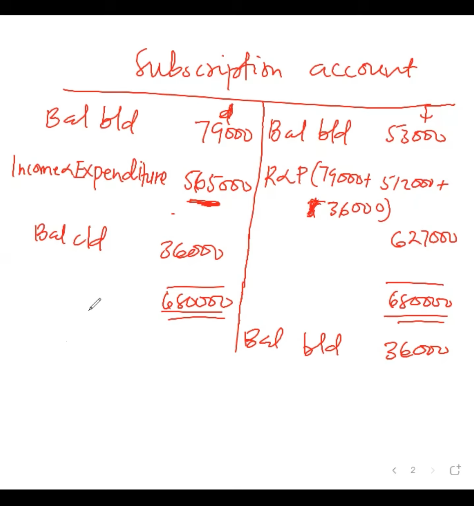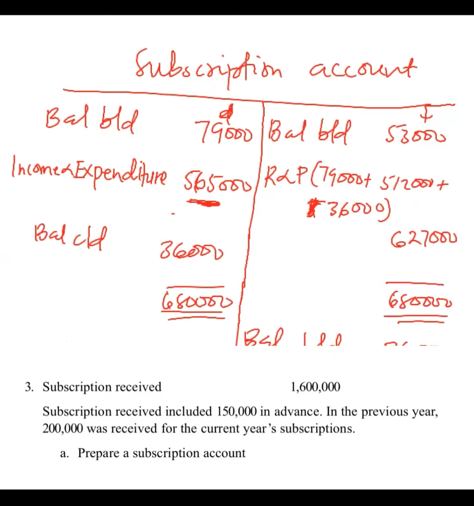So we are going to end here, but you can try your hands on it, which is 1,600,000. They said subscription this year, 200,000 was received for the current year subscription. Prepare a subscription account. You can try your hands on this question and put your answers in the comment section, and let's see what you have. So this is how we prepare subscription accounts.